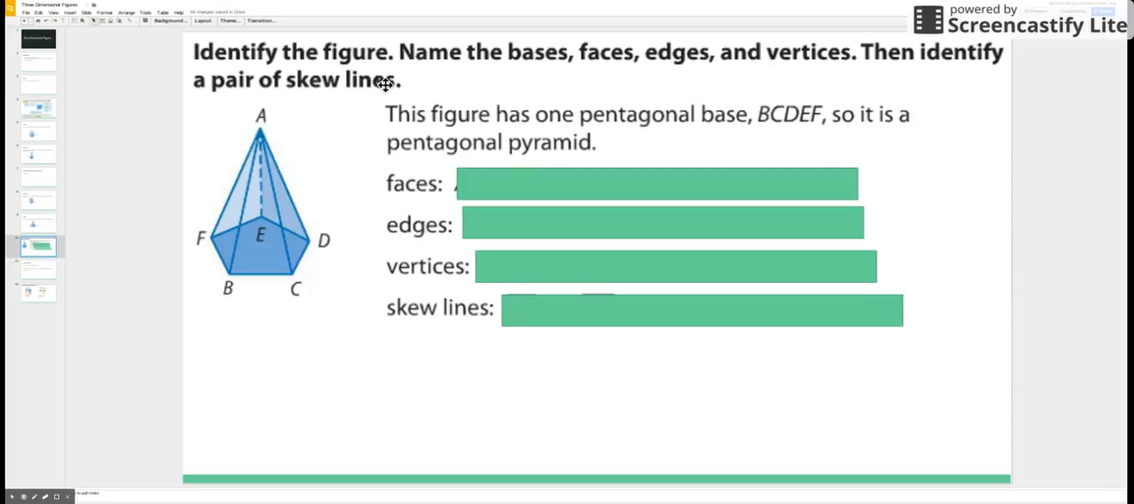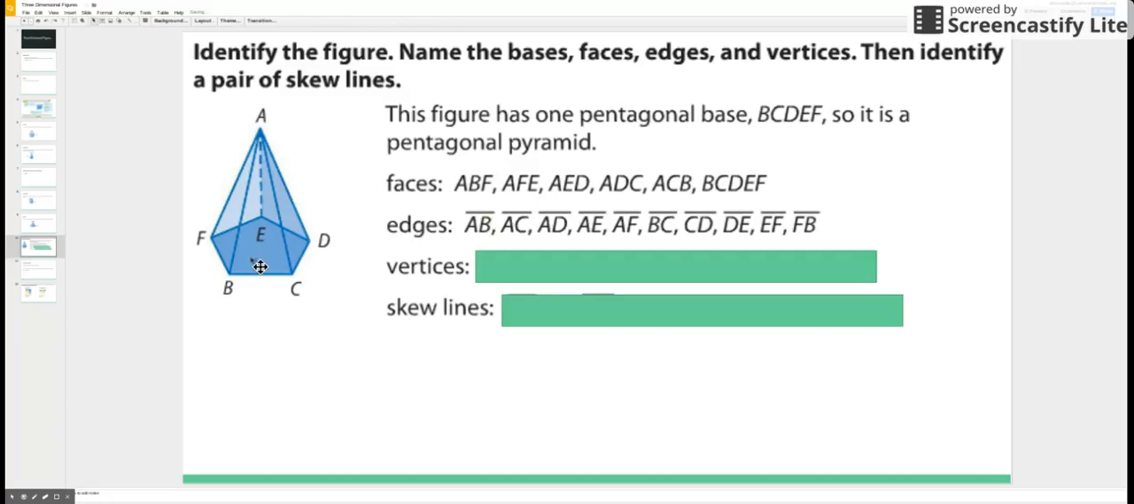All right, let's look at this figure first. Identify the figure, name the bases, faces, edges, vertices, then identify a pair of skew lines. First of all, we start with the base. This base is a pentagon, and it all comes up to a point, so this is actually a pentagonal pyramid. Our faces are any of the flat surfaces. So ABC is a face, AFE is a face. Basically anything that's a flat surface is a face.